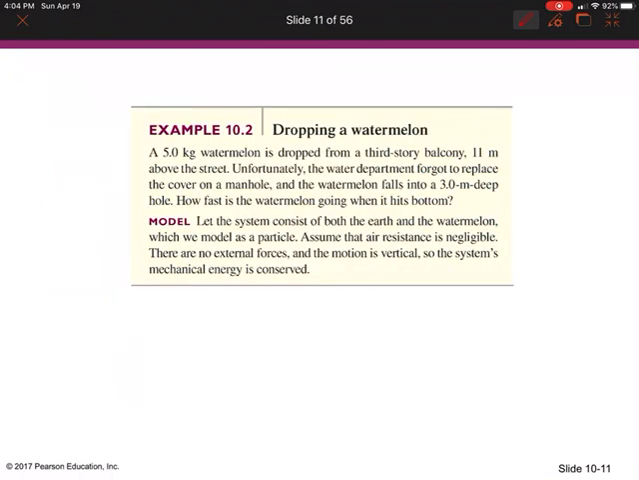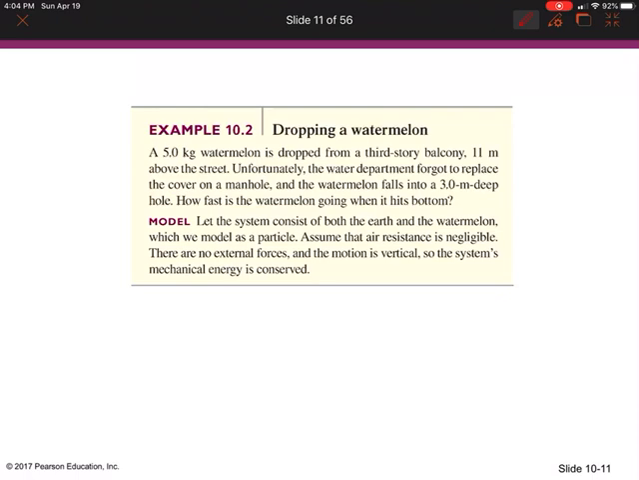Okay, so we got another example here. Dropping a watermelon. So this says that a 5-kilogram watermelon is dropped from a 3rd-story balcony, which is 11 meters above the street. Unfortunately, the water department forgot to replace the cover on a manhole, and the watermelon falls into a 3-meter deep hole. How fast is the watermelon going when it hits the bottom?